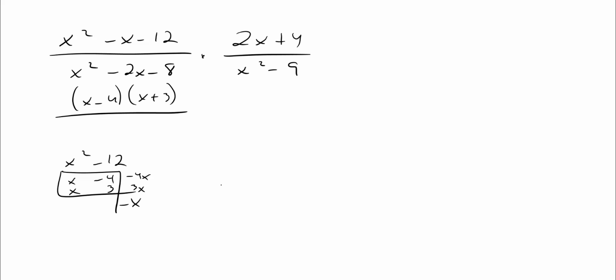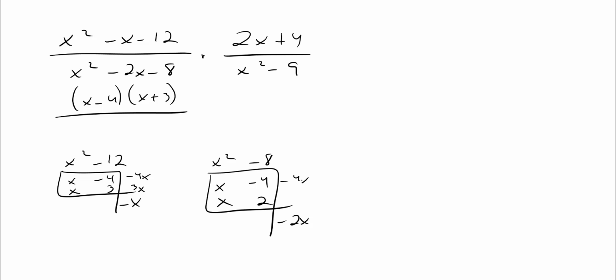Okay, the bottom, let's do that factor box. So it's x squared, negative 8, and negative 2x. So it's x and x. This is going to be negative 4 and positive 2, because that's going to be negative 4x and positive 2x. That gives you negative 2x. It's good. So that's (x plus 2)(x minus 4). All right, that's the first factoring.